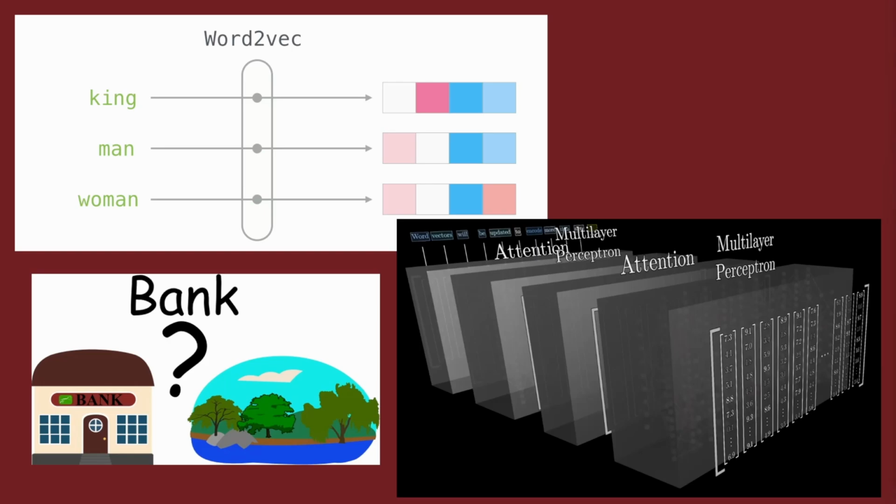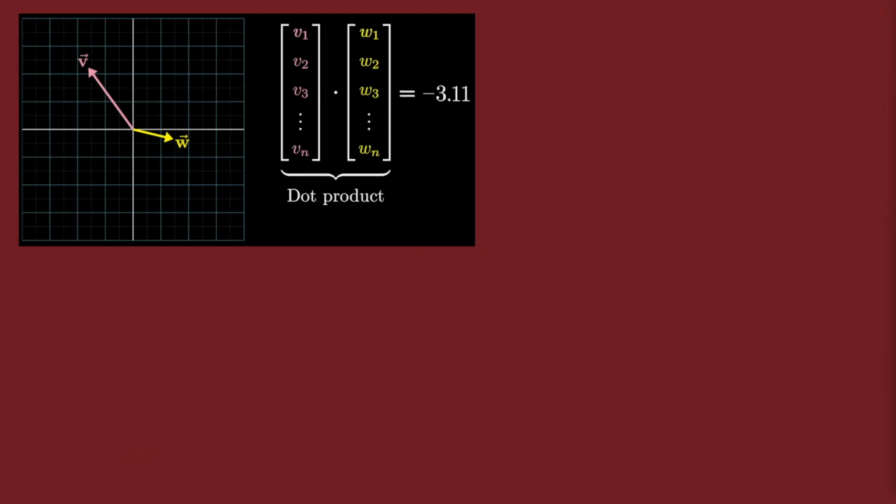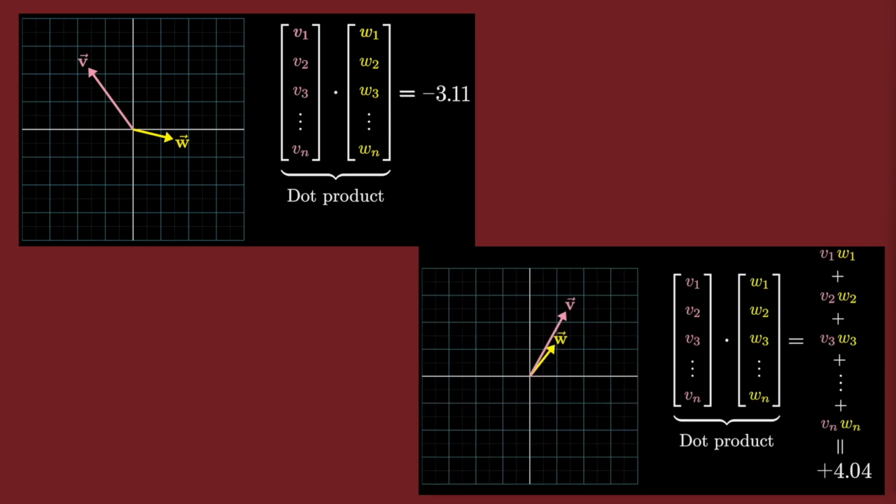Now that we have these word vectors, how do we measure similarity? One way is with dot product. If two vectors point in the same direction, their dot product is high. If they're perpendicular, it's 0. And if they point in opposite directions, it's negative. Another common method is cosine similarity, which looks at the angle between two vectors. This helps us quantify how closely words are related in embedding space.